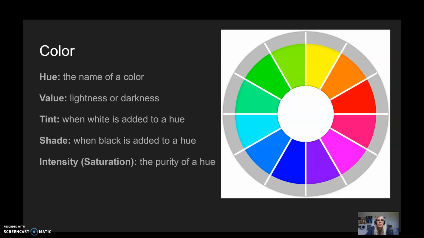Tint, you get a tint when you add white to a hue. So for example, pink would be a tint of red, because if you add white to red, you get pink. A shade is when you add black to a hue. So an example of a shade would be like navy blue, because you would add black to blue to get navy blue. And then intensity or saturation is how pure the hue is.